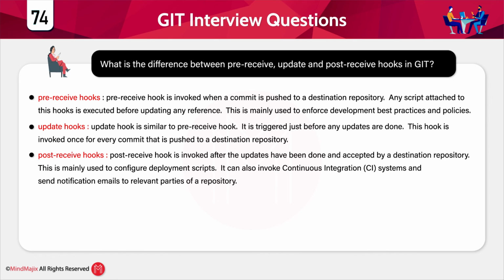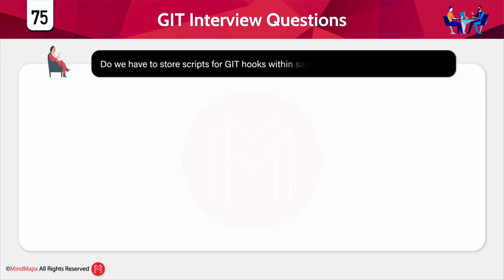Post-receive hook. Post-receive hook is invoked after updates have been done and accepted by a destination repository. This is mainly used to configure deployment scripts. It can also invoke the continuous integration system and send notification emails to the release-relevant people.